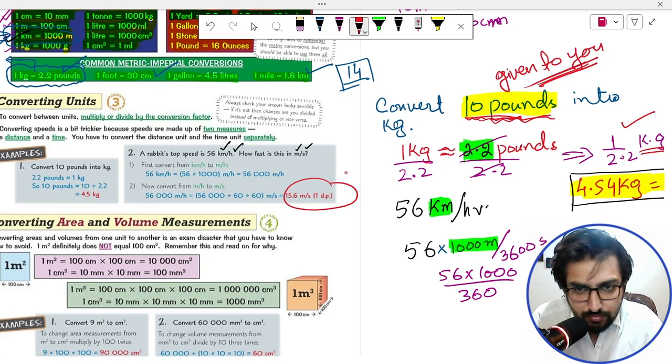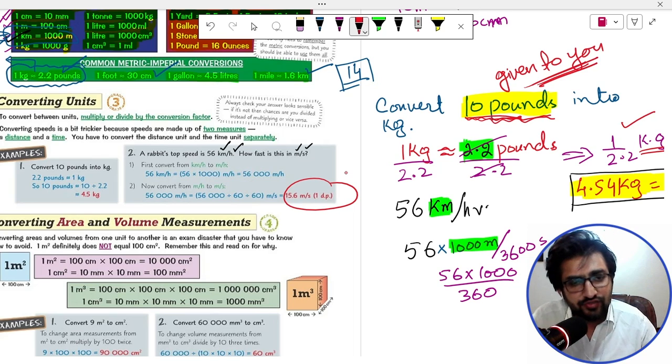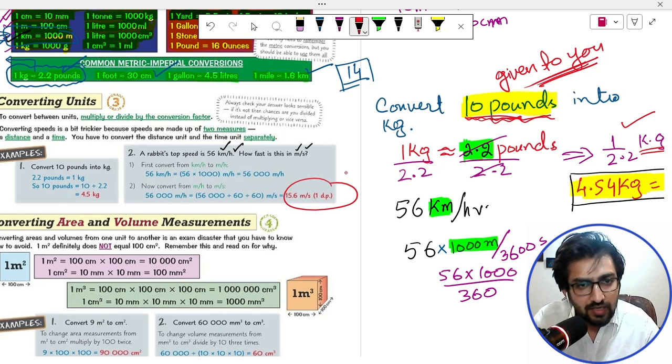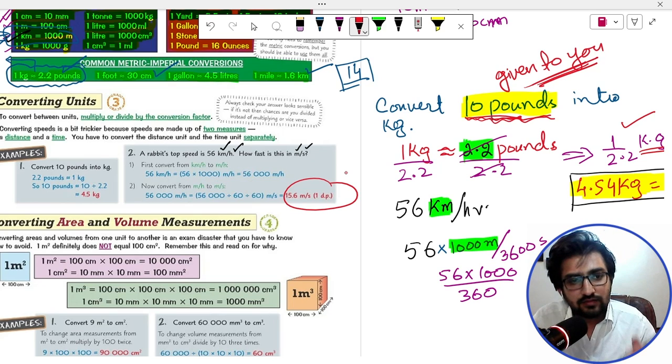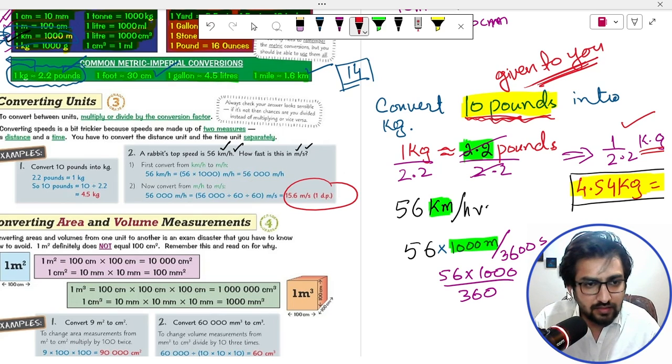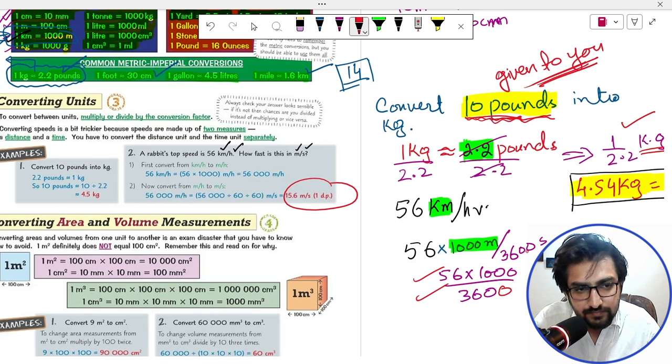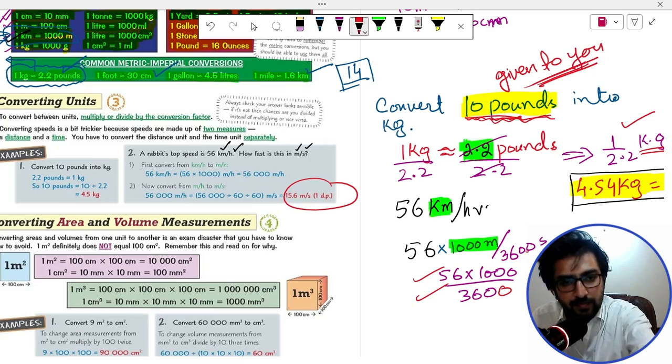This question could probably be solved in a difficult way, but this is the easy way. There is kilometer, you want to convert that into meters, just replace that kilometer by 1000 meters, and replace hours by 3600 seconds. There are 3600 seconds in 1 hour, so just replace that hour by 3600 seconds. Since 3600 is in the denominator, keep it in the denominator, multiply these two, divide by 3600, and you will get the answer. Very simple. You just need to convert these types of questions.